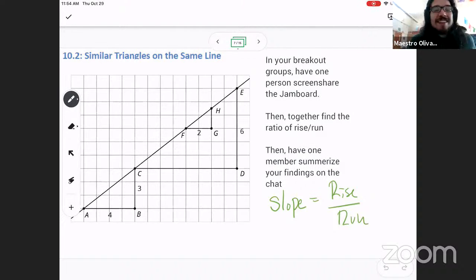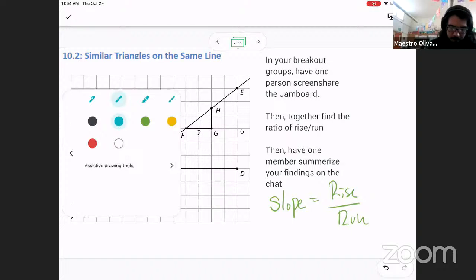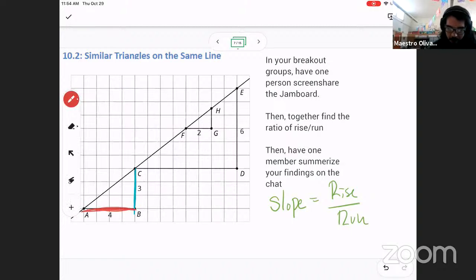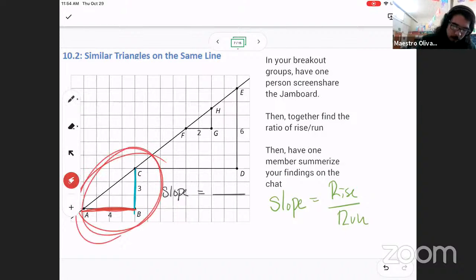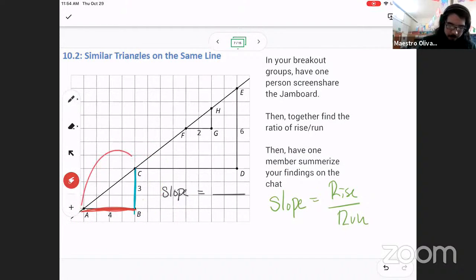So let's take a look at this. All you had to do was look at the rise and the run for these triangles and then write the ratio as a fraction. So can I have a brave volunteer? Did I say that word correctly? Volunteer. Can I have a brave volunteer? And tell me, what is the slope for this first triangle?